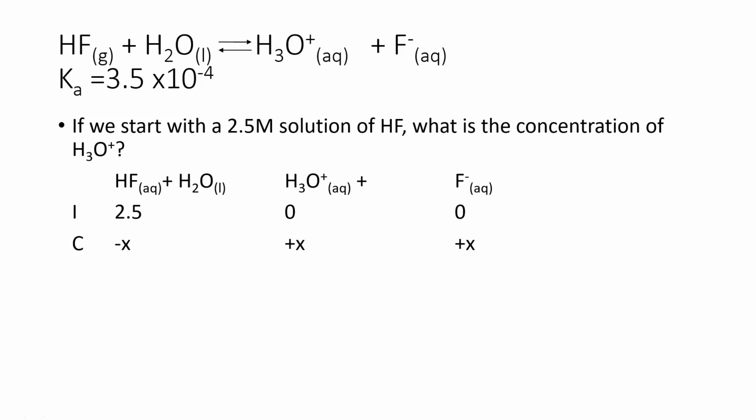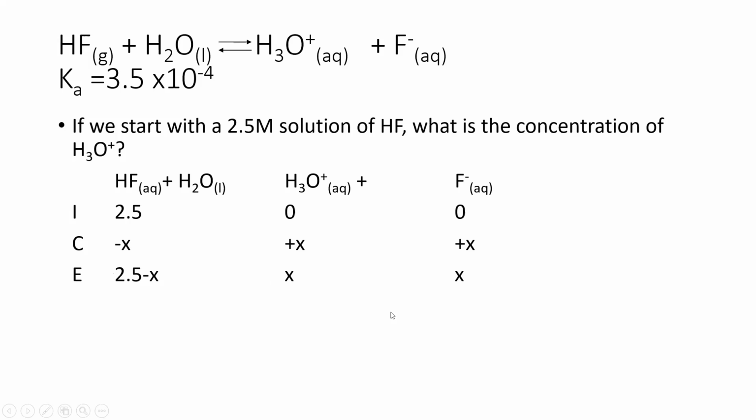Then we put in the change. So our reactants are going to get smaller. So we have minus X, and our products are going to get larger, and we'll have plus X for each of those. And our coefficients are all 1s, so we have 1s for the coefficients on the X. The equilibrium is just adding those lines together. So we have each of these expressions here for what the equilibrium concentrations are.